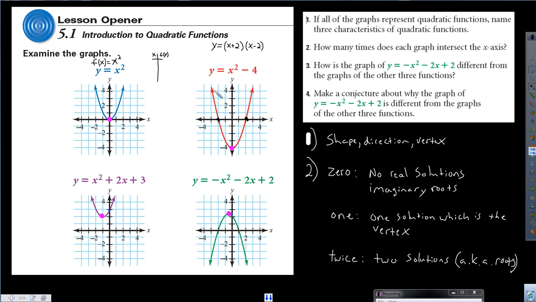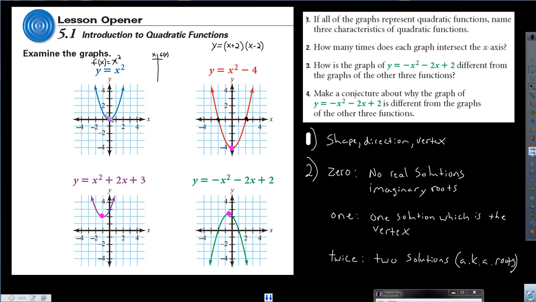So with all of these graphs, what we're going to do first is just name three characteristics of the quadratic functions. The first characteristic is going to be the shape. It is U-shaped, okay, or the upside down U. You can see that just by looking at all four of these graphs. We have the U and the upside down U, and we're going to talk about how to determine which way it goes later.